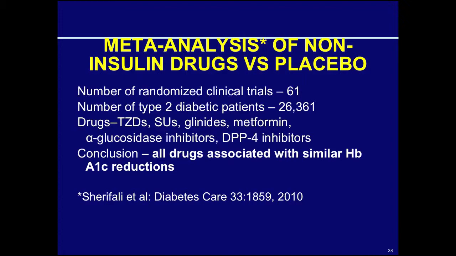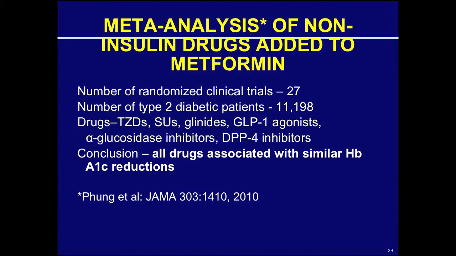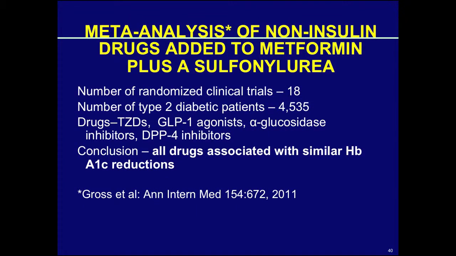There's been a lot of studies, over 25,000 patients, a lot of combinations of drugs versus placebo, and the A1C decrease has been about the same in all of the drugs that are used. This is a meta-analysis of studies that have looked at adding a drug to patients who have failed metformin, and once again, a large number of studies, large number of patients, and all of the drugs were associated with a similar hemoglobin A1C reduction.